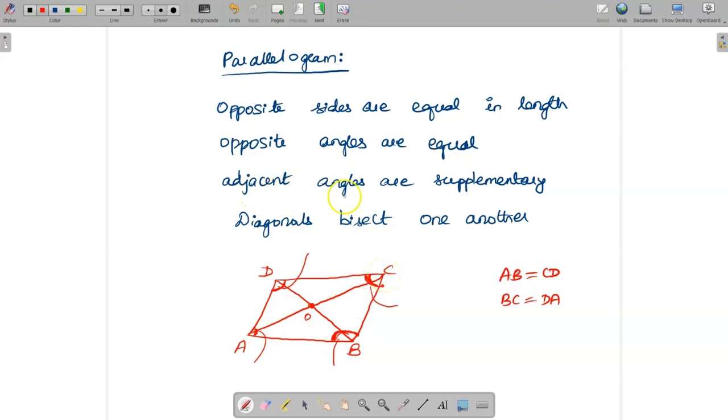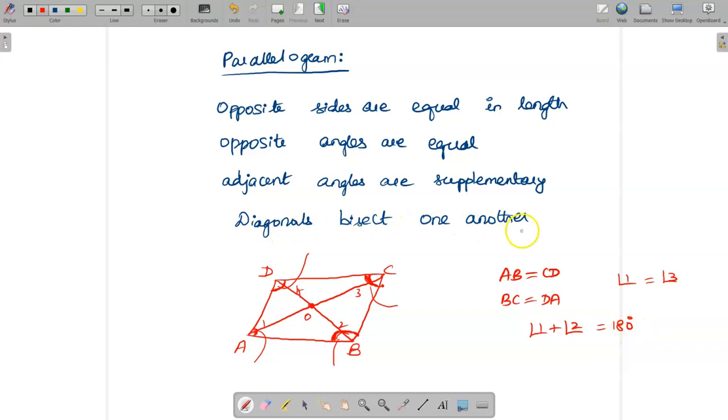Similarly, the adjacent angles are supplementary. That is, these two angles are adjacent. For example, let me take these angles as 1, 2, 3, 4. So angle 1 and angle 2 are supplementary. Supplementary means when we add these two, we will get 180 degrees. Angle 1 and angle 3 are equal. Why? Because they are opposite. So these two are adjacent angles. When we add two adjacent angles, we get a sum of 180 degrees.